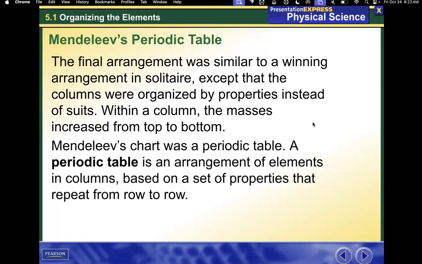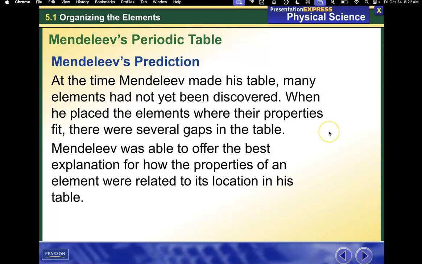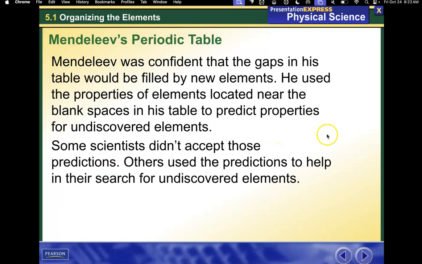A periodic table is an arrangement of elements in columns based on a set of properties that repeat from row to row. Mendeleev's prediction. At the time Mendeleev made his table, many elements had not yet been discovered. When he placed the elements where their properties fit, there were several gaps in the table. Mendeleev was able to offer the best explanation for how the properties of an element were related to its location in his table. Mendeleev was confident that the gaps in his table would be filled by new elements. He used the properties of elements located near the blank spaces in his table to predict properties for undiscovered elements. Some scientists didn't accept those predictions. Others used the predictions to help in their search for these undiscovered elements.